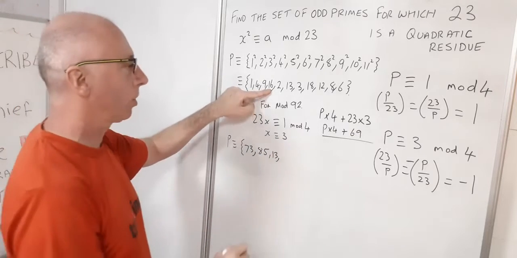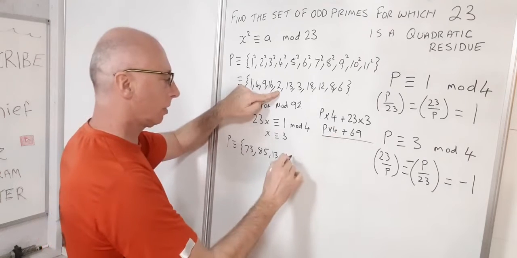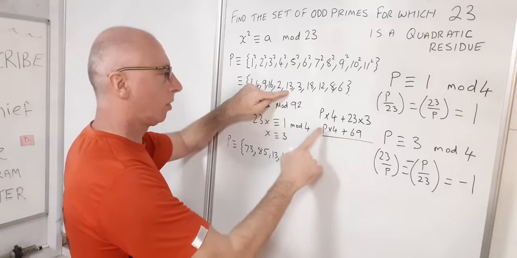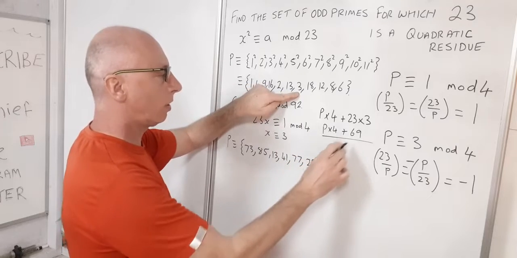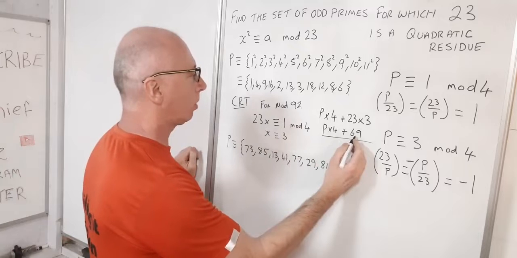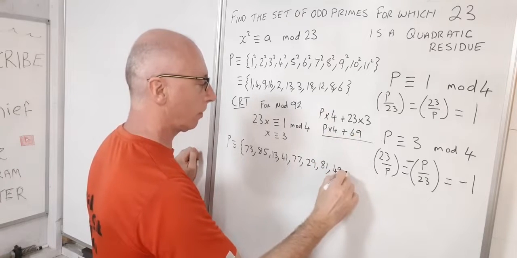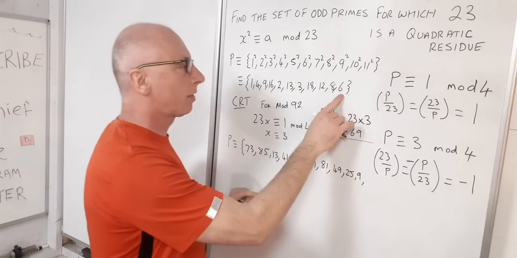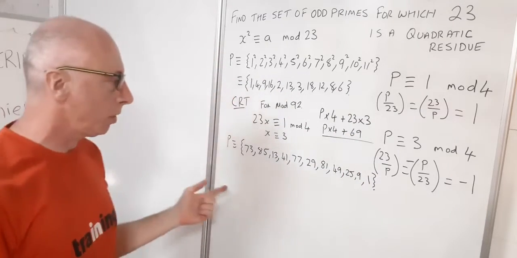16 fours are 64 plus 69 is 133, so that's going to give me 41. 2 fours are 8, that's going to give me 77. 4 13s are 52, that's going to give me 121, so therefore mod 92, that's going to give me 29. 3 fours are 12, that's going to give me 81. 4 18s are 72, plus 69, that's going to give me 141, that's going to give me 49. 48 plus 69 is 117, so that's going to give me 25. 4 times 8 is 32, plus 69 is 101, so that's going to give me 9, and 6 fours are 24, plus 69 is 93, that's going to give me my 1. So that's my set of numbers modulus 92.